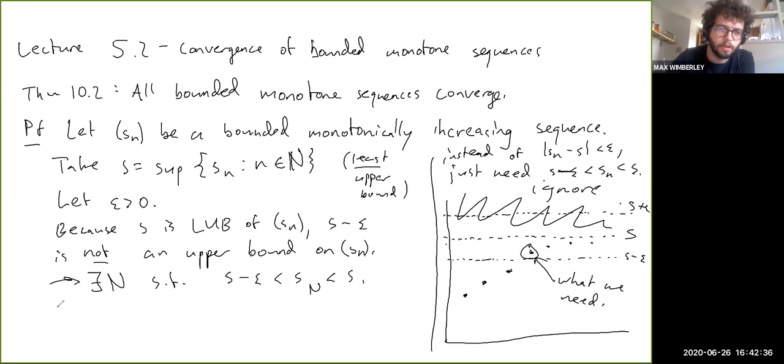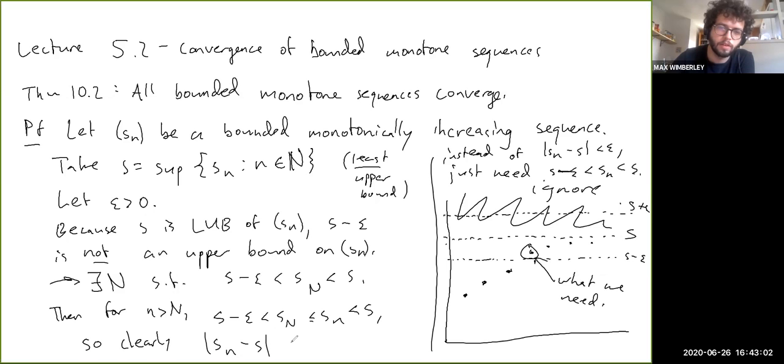So then for n greater than N, S minus epsilon is less than S capital N, which is less than or equal to S little n, which is less than S. So clearly S little n minus S is less than epsilon, which is what we wanted, because S little n is in between S minus epsilon and S. That is actually stronger than this statement here, but it definitely implies that the absolute value of S little n minus S is less than epsilon. So that's basically the proof for increasing sequences.